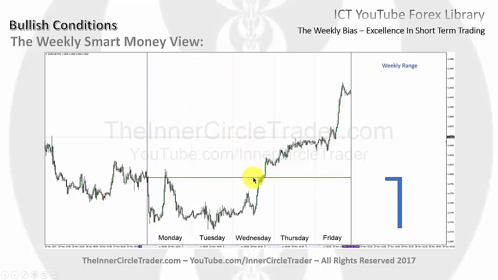But after that, it's not allowed to do it again. If it ever starts to gravitate back down to that opening price after Wednesday, trading through it, it's probably made a reversal or it's going to consolidate for the rest of the week. Either one's not good for a weekly expansion.